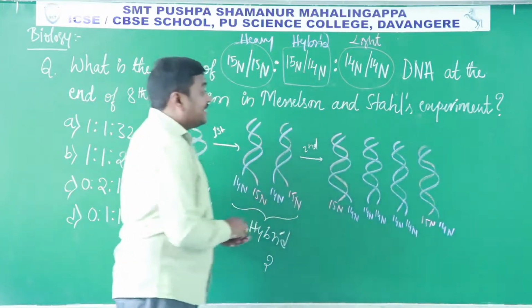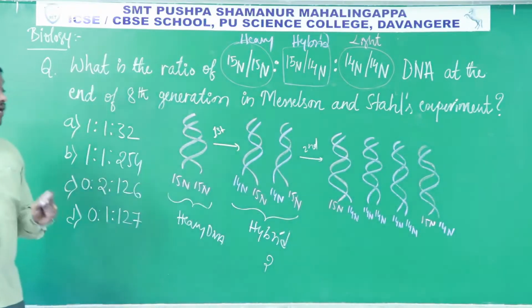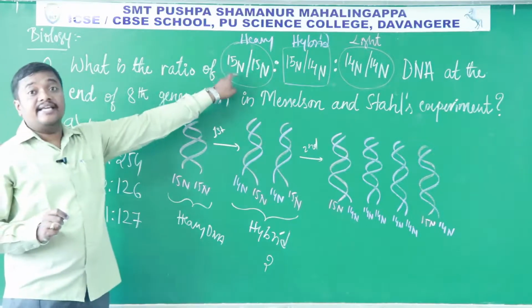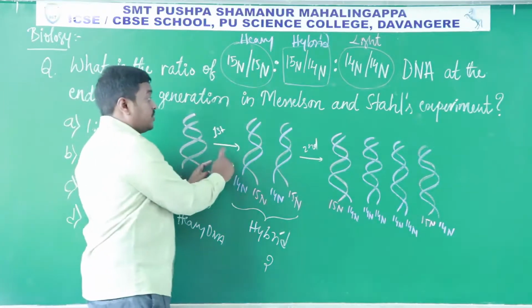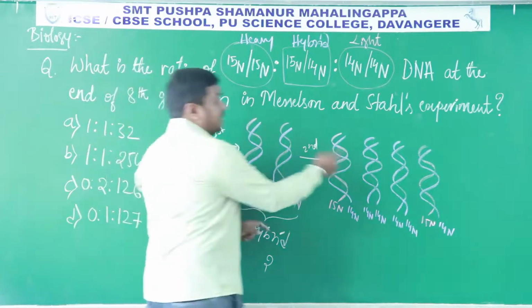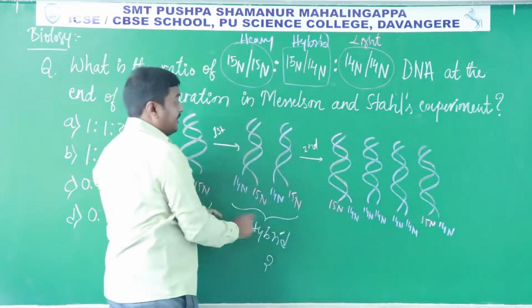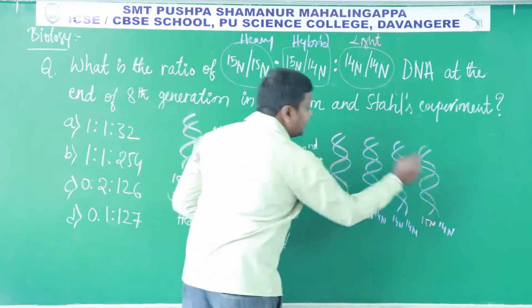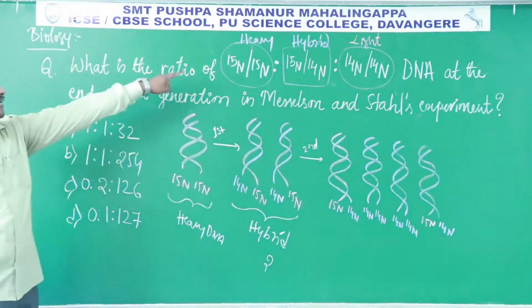See here, there is no heavy DNA in successive generations. In the first generation there is no heavy DNA, and in the second generation also there is no heavy DNA.